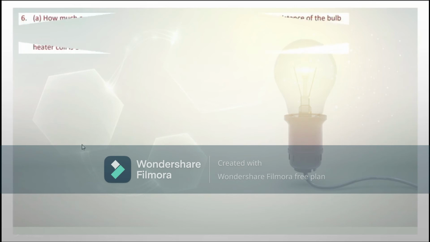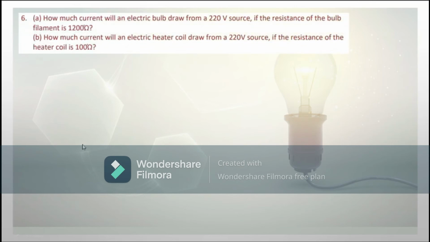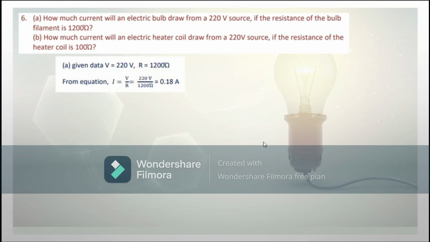And we will move on to the next problem. There are two parts in this question. The first is, how much current will an electric bulb draw from a 220 volt source if the resistance of the bulb filament is 1200 ohms. And the next part of the question is, how much current will an electric heater coil draw from a 220 volt source if the resistance of the heater coil is 100 ohms. Let's try to solve these problems also.